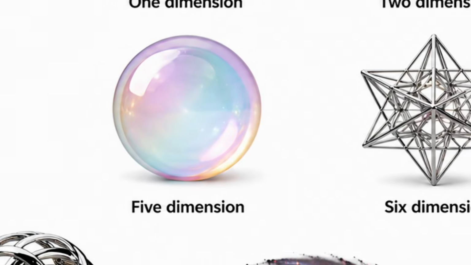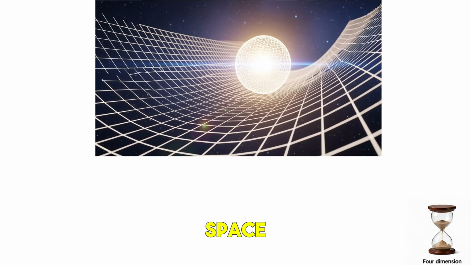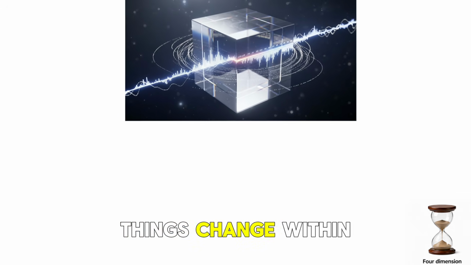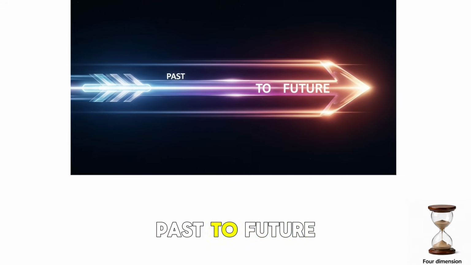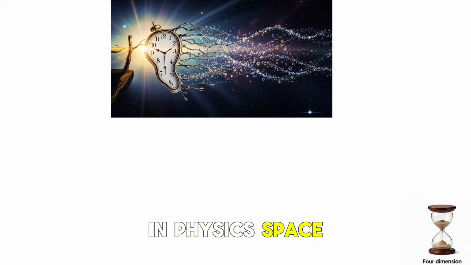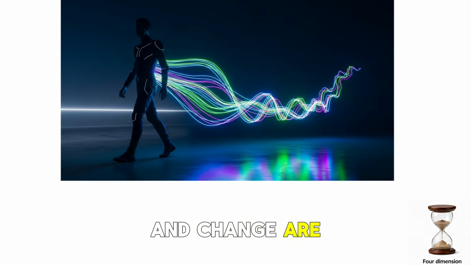Four dimensions. The fourth dimension is often described as time. While the first three dimensions define space, time tracks how things change within that space. It moves in one direction, from past to future, and allows events to happen in sequence. In physics, space and time are combined into one system, showing how movement and change are connected.